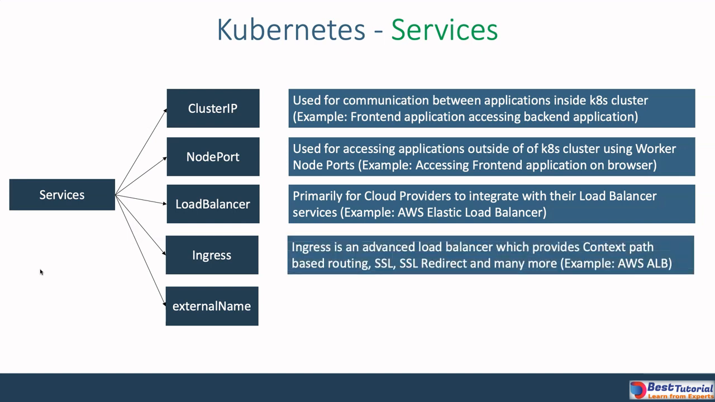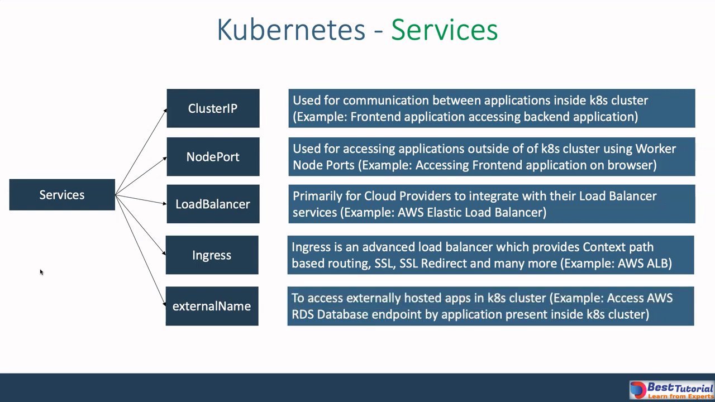And the next is Ingress. Ingress is an advanced load balancer which provides context path based routing, SSL enablement, SSL redirect, and many more features. For example, you can compare it with the AWS Application Load Balancer. It has all the HTTP based features available inside it which you can leverage.